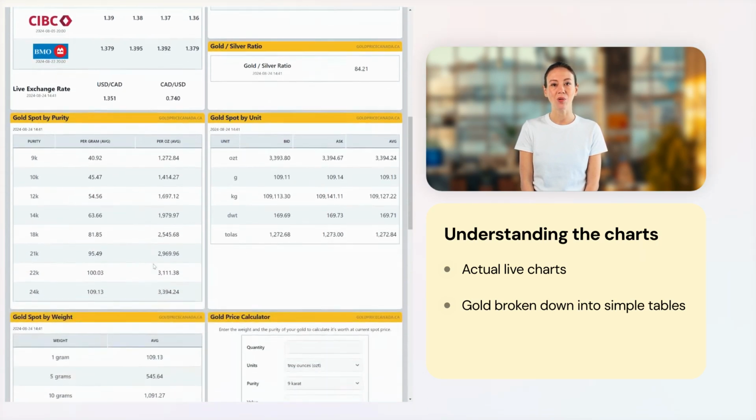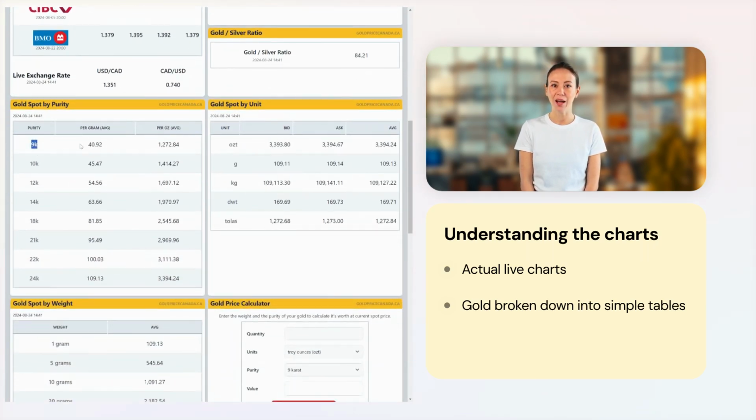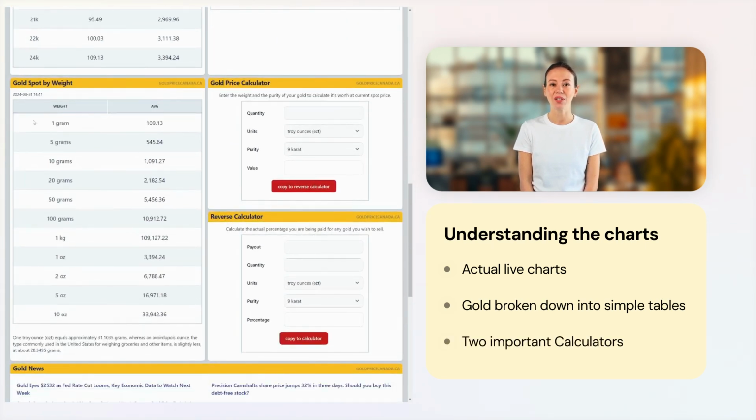In the sixth panel, we break down the exact price per gram or per ounce by each carat. And these values update every 5 seconds when the markets are open. In the seventh panel, we show the price of gold in Canada by the most important weights, showing the current bid, ask, and average price. In the eighth panel, we show the average price for gold in all the major weight classes. Again, this data is updated every 5 seconds when the markets are open.